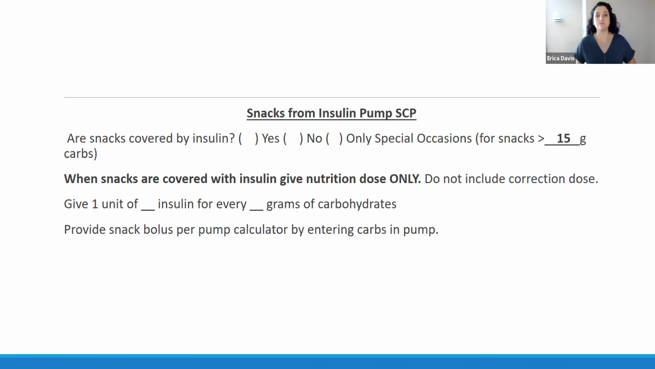So the Insulin Pump School Care Plan is going to be a little bit different. We do still recommend to only give a nutrition dose. With the insulin pump, we're going to just provide that snack bolus for the pump calculator by entering those carbs in the pump. If at that time we did include a correction dose, the pump's going to take into account active insulin and try and prevent that stacking. But our advice at school is to just put those carbs in. Don't worry about a blood sugar check at that snack time.